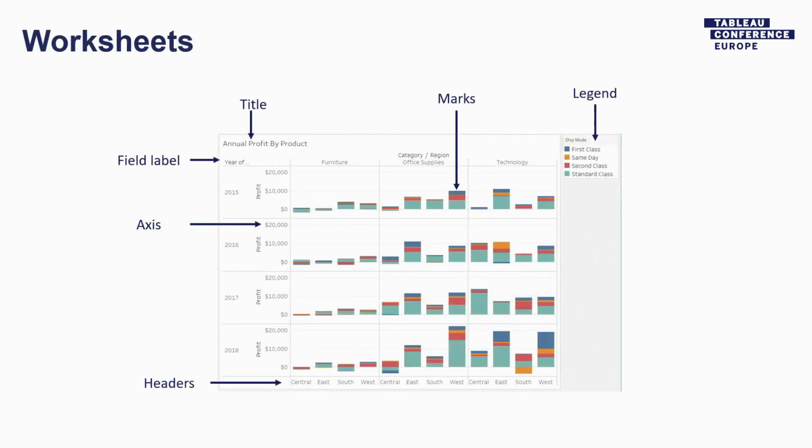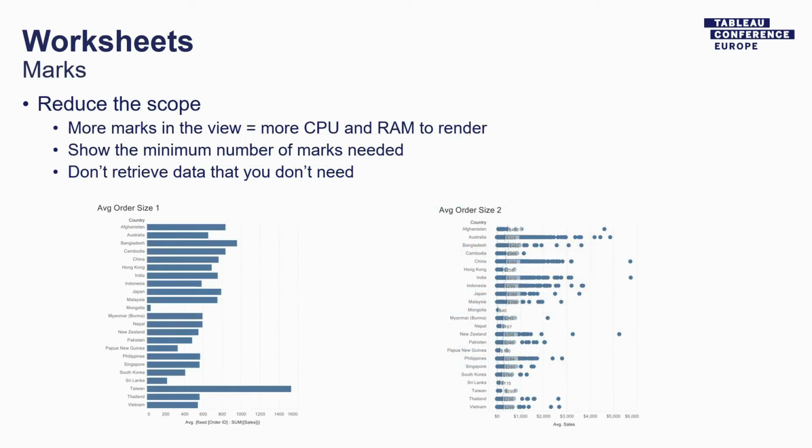Let's first of all have a look at worksheets. Depending on how you design your worksheet, there are other elements on it. However, the most important element on a worksheet is the marks, because they make the biggest difference when it comes to performance. So why do marks make the biggest difference in terms of performance? Pretty simple, because marks make a visualization. Without marks, there is no viz. Marks are the dots on a scatter plot, the text on a crosstab, or the bars we have in a bar chart.